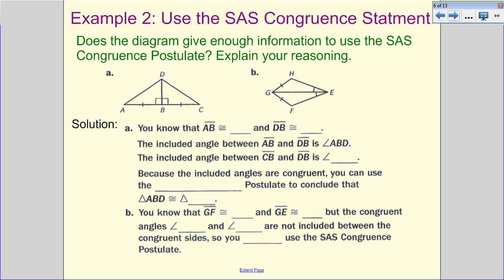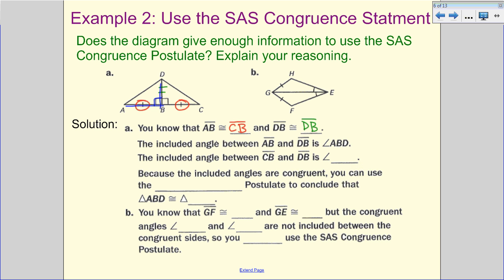Now we want to use the side angle side congruence statement. We want to see, can we use that? Do the diagrams give enough information to use the side angle side congruence postulate? Explain your reasoning. So if we look at what we know, I know AB is congruent to CB, because they each have one congruency mark. And I know that DB is congruent to DB. They share that side, that's the reflexive property. The included angle between AB and BD is this angle right here, angle ABD.